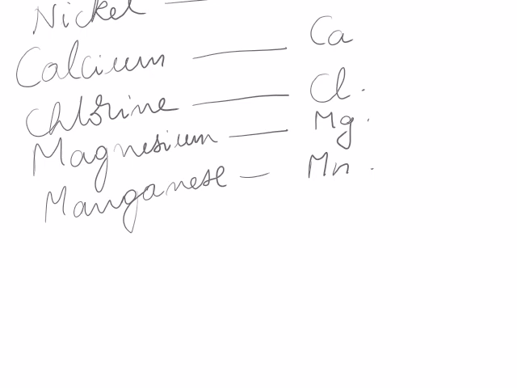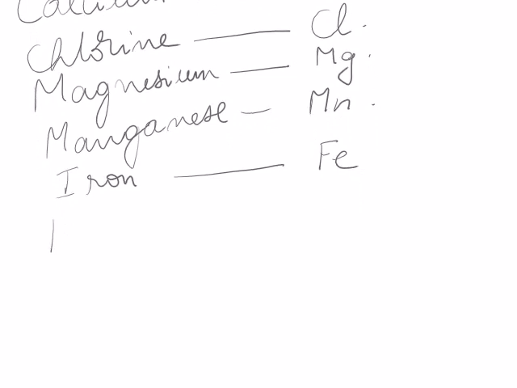Then you have iron, that is Fe. So where did this Fe for iron come from? Because the Latin name of iron is ferrum. So from that word ferrum, Fe came here. Okay. Because you cannot give I for iron, because I is given to iodine.